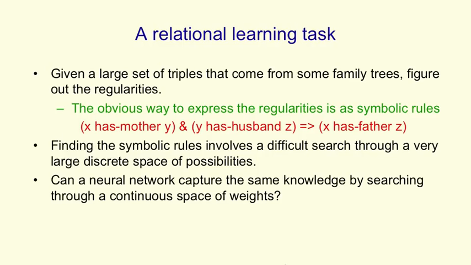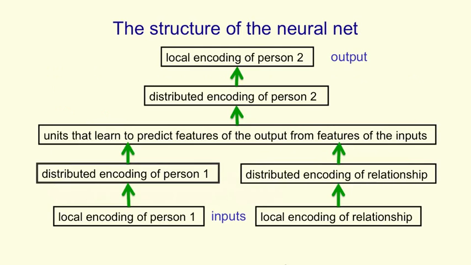And the way it's going to do that is we're going to say it's captured the information if it can predict the third term in a triple from the first two terms. So at the bottom of this diagram here, we're going to put in a person and a relationship, and the information is going to flow forwards through this neural network, and what we're going to try and get out of the neural network after it's learned is the person who's related to the first person by that relationship.